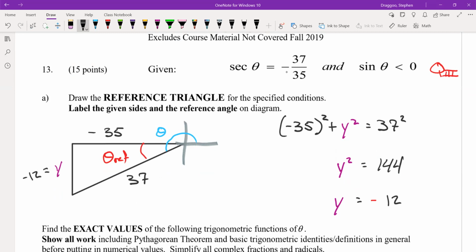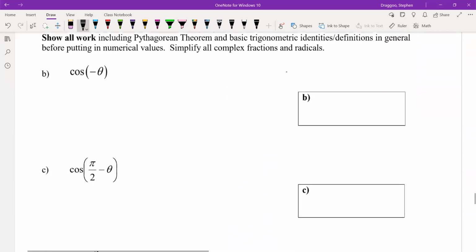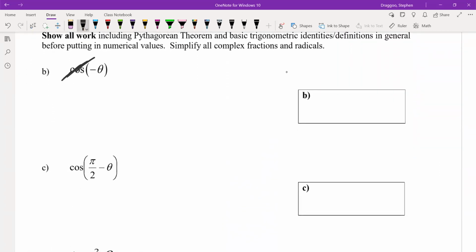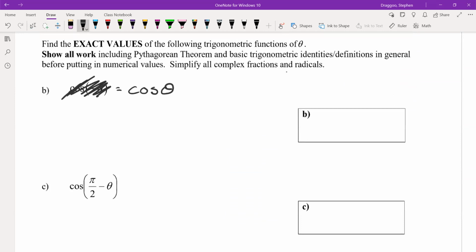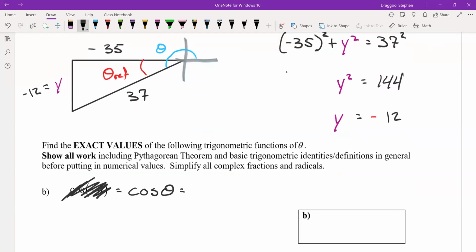From there, I know everything that's in my reference triangle. I'm going to use that to solve for a few other trig functions. We aren't looking at even identities just yet. So a more accurate quiz question would be just find the cosine of theta. I can get that from my reference triangle. Adjacent over hypotenuse is negative 35 over 37.